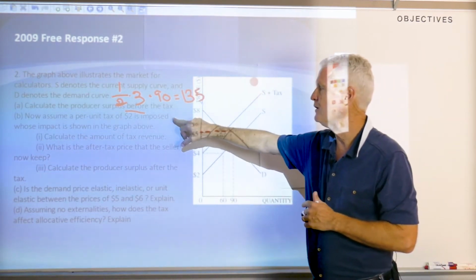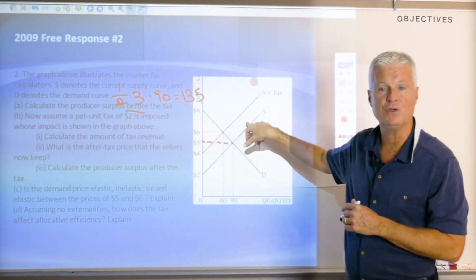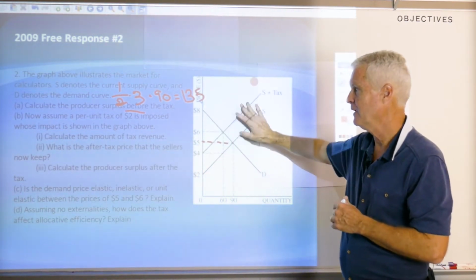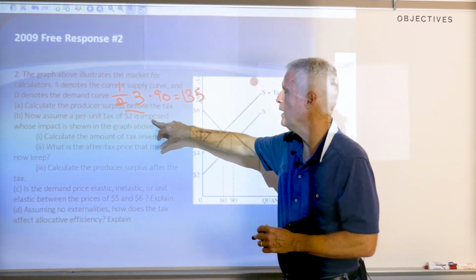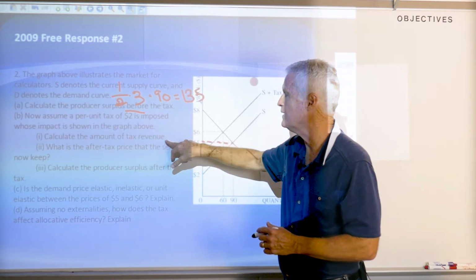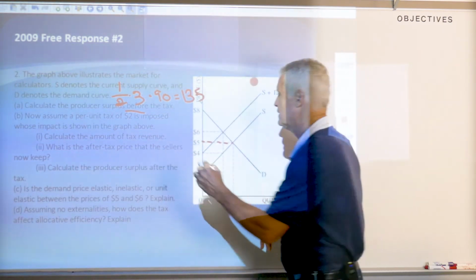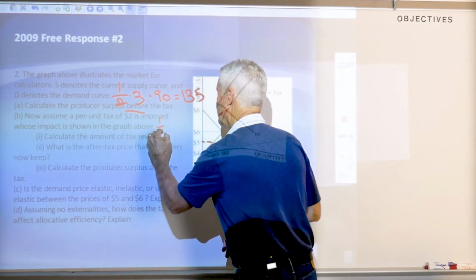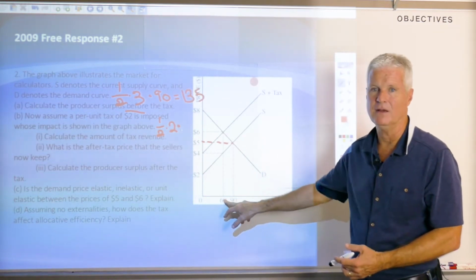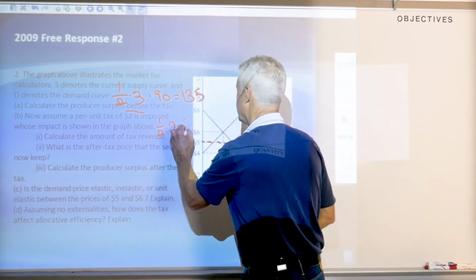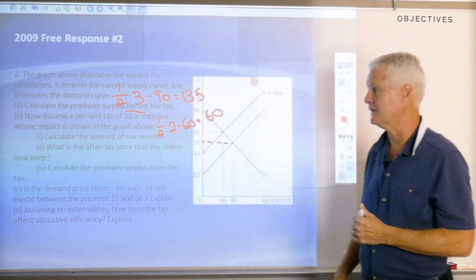Now assume a $2 tax is imposed, and the impact shown. So this was a tax on the producers because they shifted supply. But remember that doesn't really matter when we do these calculations. So calculate the amount of the tax revenue. Well, the tax revenue, we already know it's $2. So it's going to be 1/2 times 2 times how many units are sold? Not 90, only 60. And so that's 60, right? Half of 2 is 1, so 60.